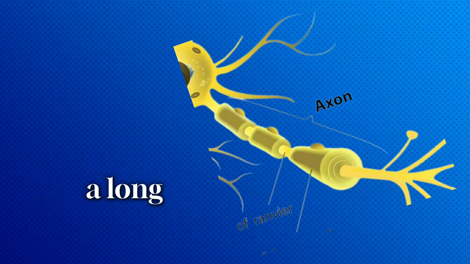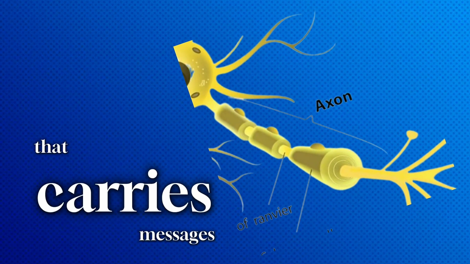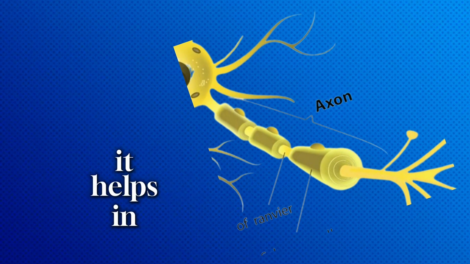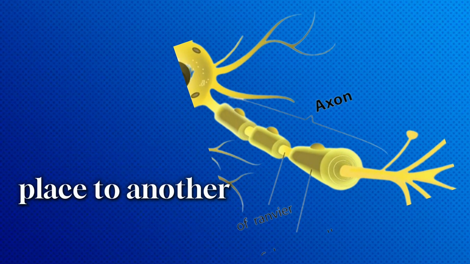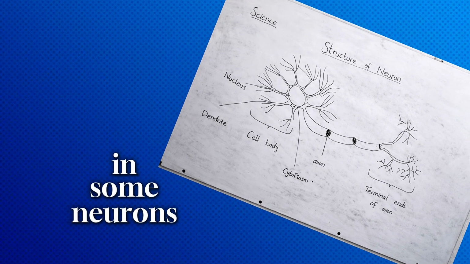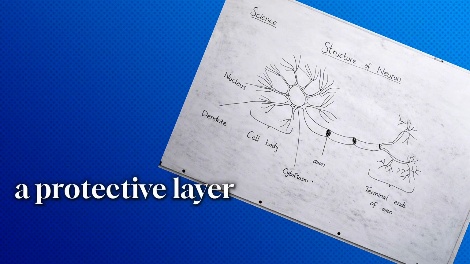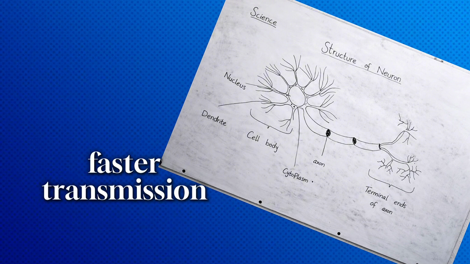The axon is a long, tube-like structure that carries messages away from the cell body. It helps in transmitting nerve impulses from one place to another. In some neurons, the axon is covered with a protective layer, which helps in faster transmission of messages.